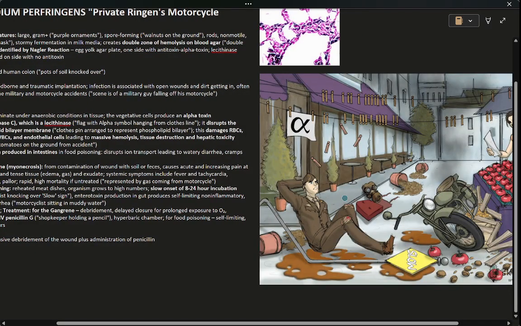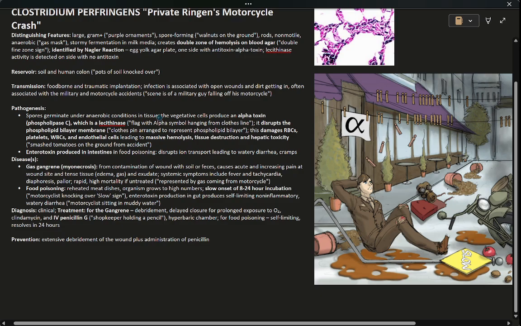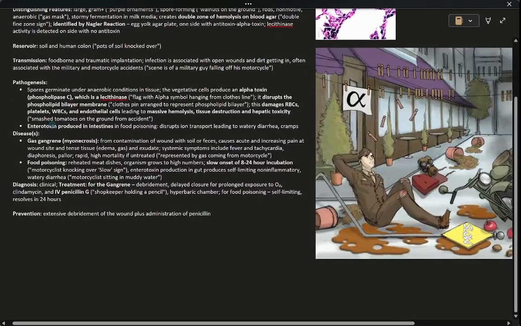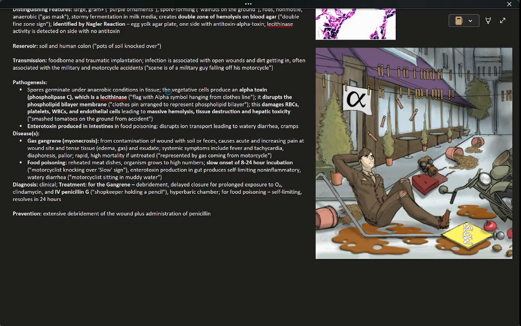And then for pathogenesis, it starts with the spores germinating under anaerobic conditions inside a tissue, and then the vegetative cells will produce the alpha toxin, and this will be a phospholipase C, and this alpha toxin is a lecithinase. And you can remember this by thinking about the flag with the alpha symbol hanging from the clothesline, as shown over here.